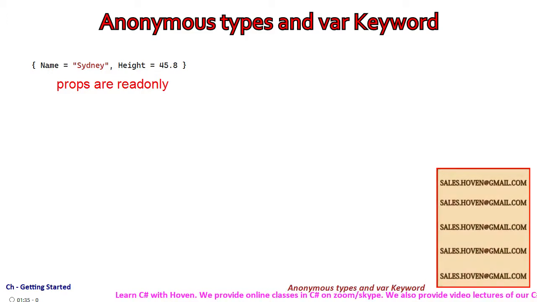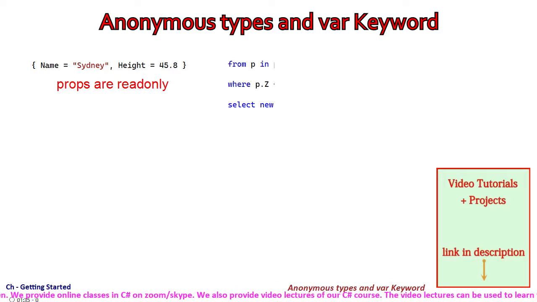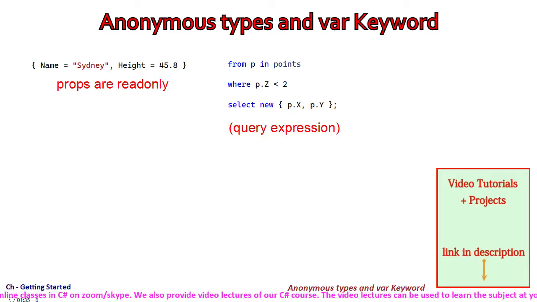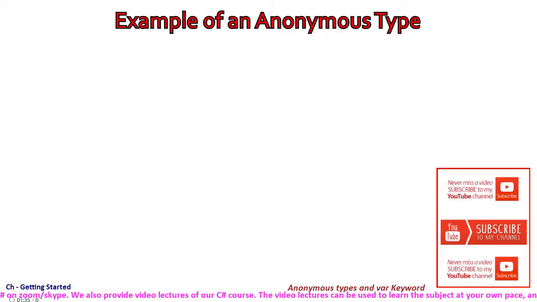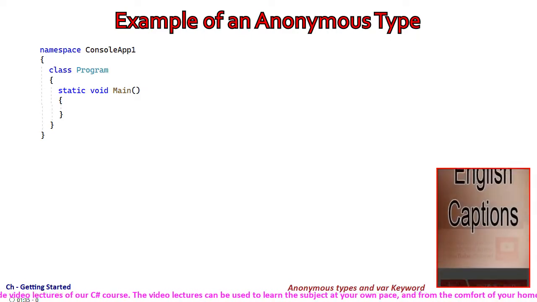They are used to quickly store data without the need of defining a data type. They are also used in query expressions. Let's see everything in practice. We'll take a simple example of an anonymous type.